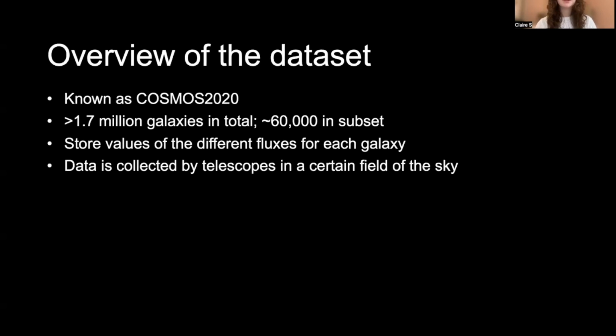The dataset, which is also available in the larger NASA IPAC Extragalactic Database, is known as COSMOS 2020. COSMOS 2020 has data for over 1.7 million galaxies, but for the purpose of this project, only a subset of the data, containing about 60,000 of the galaxies, will be analyzed. The dataset contains numerical values for 7 different fluxes for each galaxy. Each flux is different because it was collected using different filters, which each process only a certain wavelength of light. This data was collected by several telescopes in a certain field of the sky.